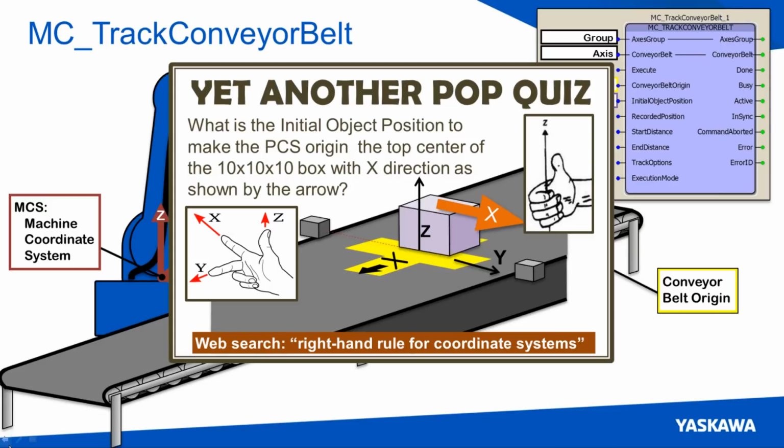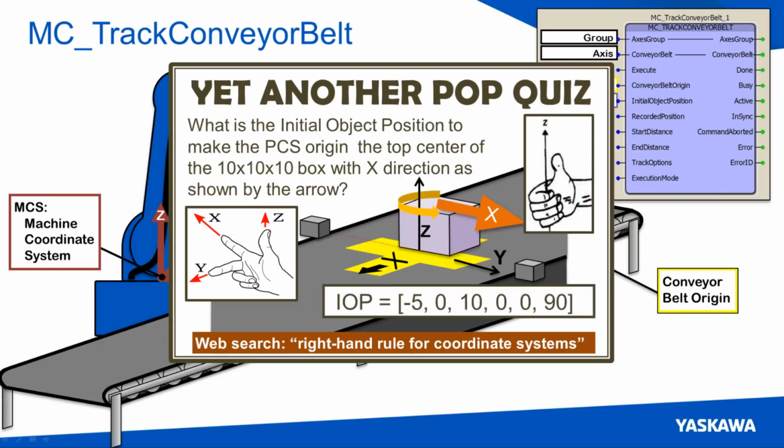So if we look at this box, we need to rotate it around the z-axis so the x of the part coordinate system is the same as the x of the conveyor belt. Using that, we should find that the x, y, and z parts of our initial object position are exactly the same: -5, 0, and 10. That gets us to the middle top. But in order to get the x direction changed, we need to add that rotational element into it.